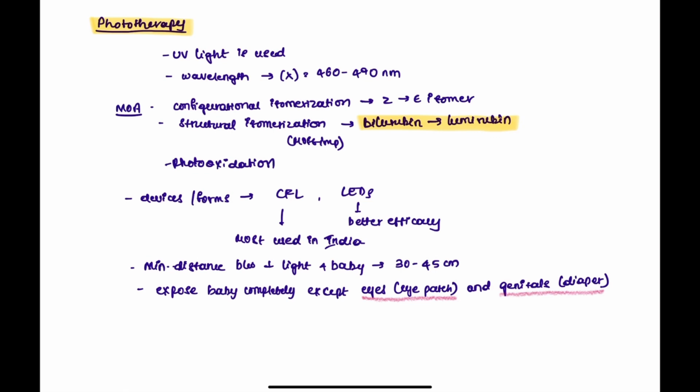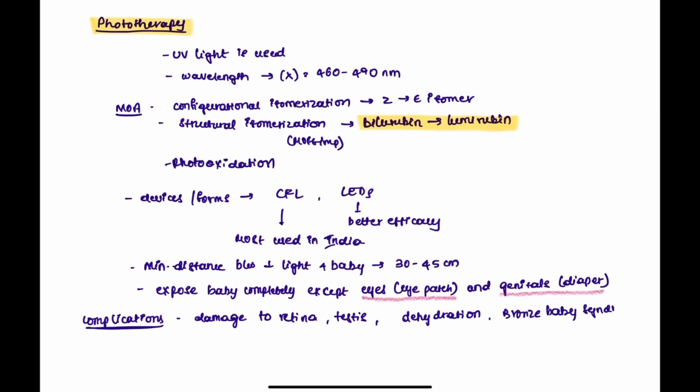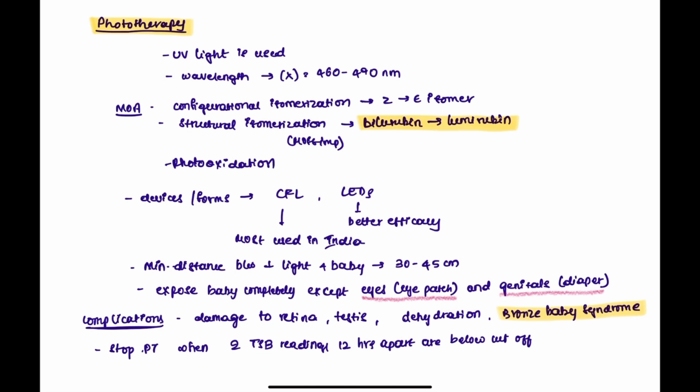So what are the complications of phototherapy? It causes damage to the retina, which is why we cover it with an eye patch. It causes damage to the testis, that's why we keep it covered with the diaper. It causes dehydration as it produces excess heat, and lastly, very rarely, the bronze baby syndrome. We have to stop the phototherapy after at least two serum bilirubin levels are less than the cutoff, which are at least 12 hours apart.